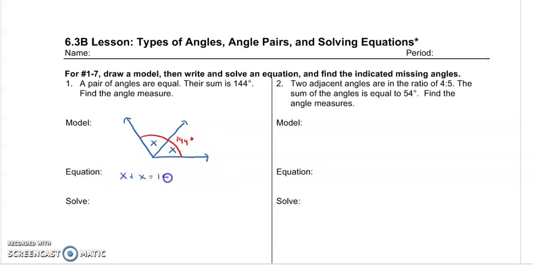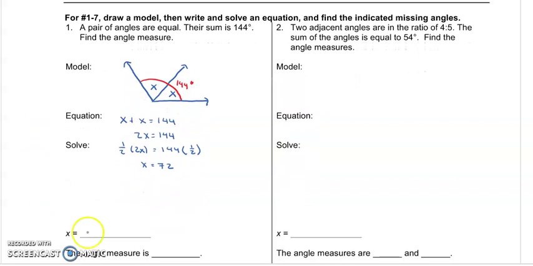x plus x is 144. So then combining my like terms, and then I'll multiply by the reciprocal, or you might divide by 2. And I get x equals 72. So my problem asked me, okay, what is x? So we found that out. And then it says the angle measure is. So we're looking for those missing angles. Those angle measures are both 72 degrees. All right, let's try number 2.